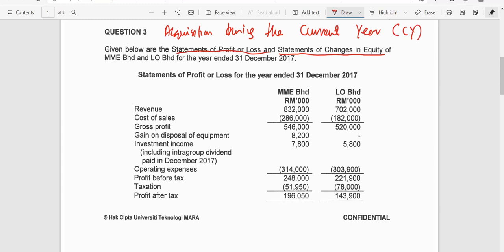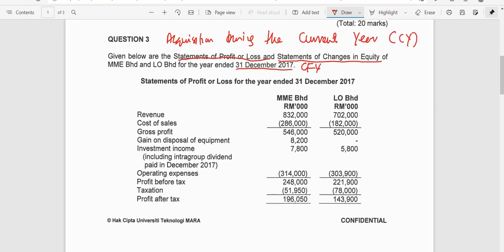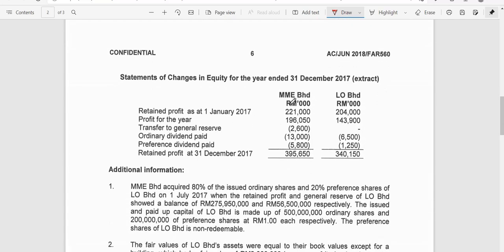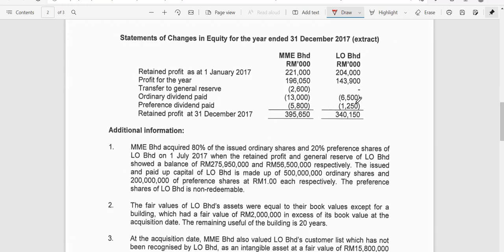Right, so we have the company. The year end of the company is 31st of December 2017. That is the reporting date. The current financial year end would be that date. And you have two companies, MME and LO. You have the statement of profit or loss separately shown, and there's also a statement of changes in equity of these two companies, MME and LO Berhad.